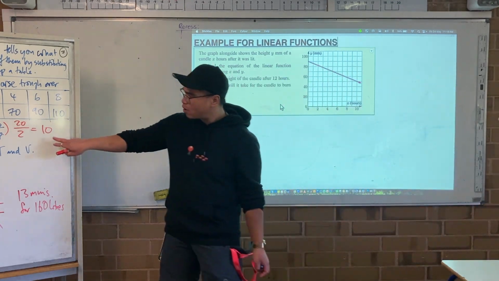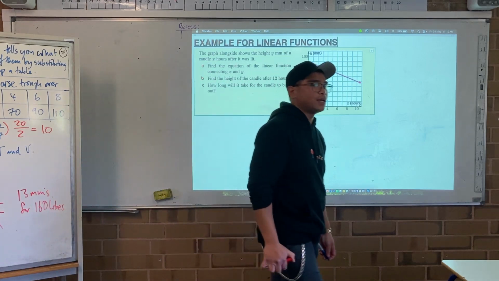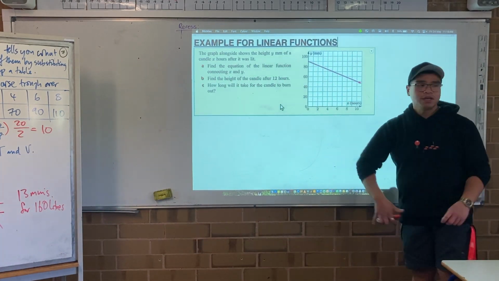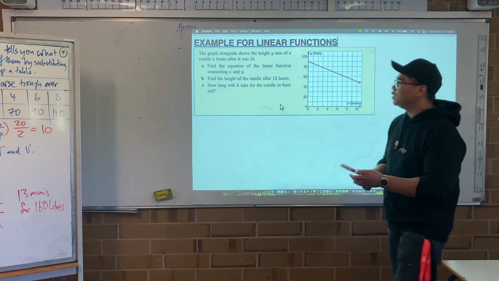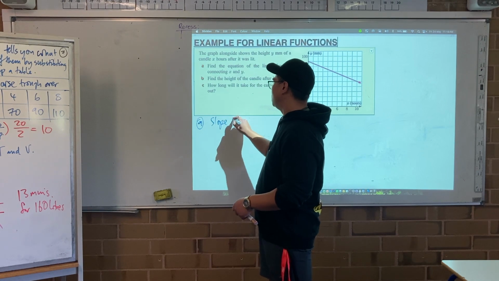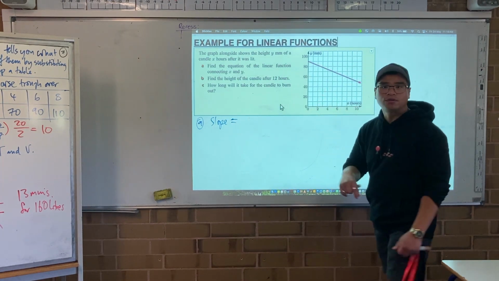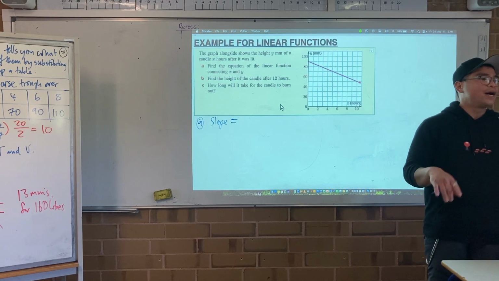Find the equation of the linear function connecting x and y. This question broke it down. It asked you to find the slope, and it asks you to find the y-intercept. This is asking me to find the equation straight up. So I need to find the slope and the y-intercept. So how do I do that? A, slope. The graph has been drawn for us, so I need to choose 2 points that are nice.